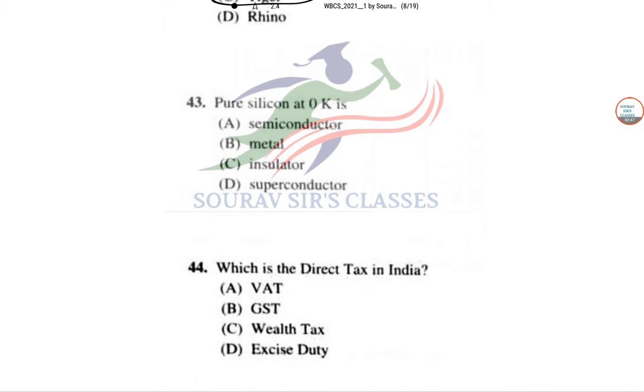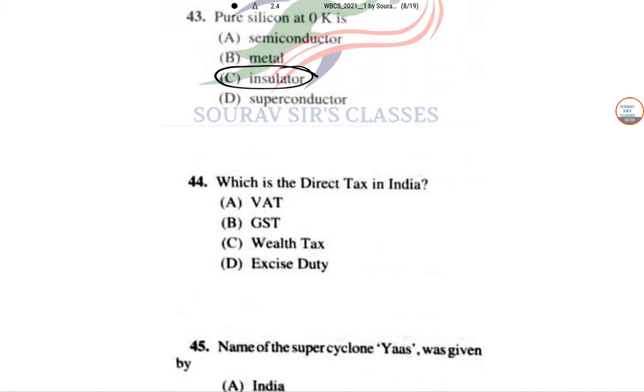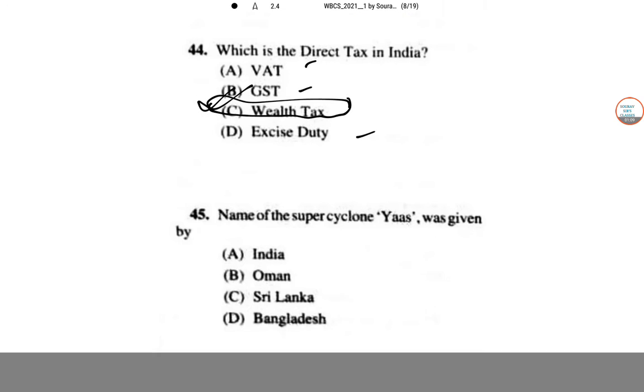Pure silicon is an insulator. Okay, so this is an insulator. Which is the direct tax in India? And the answer is wealth tax. These others are all indirect. If you don't buy, you don't have to give, but wealth tax is direct.